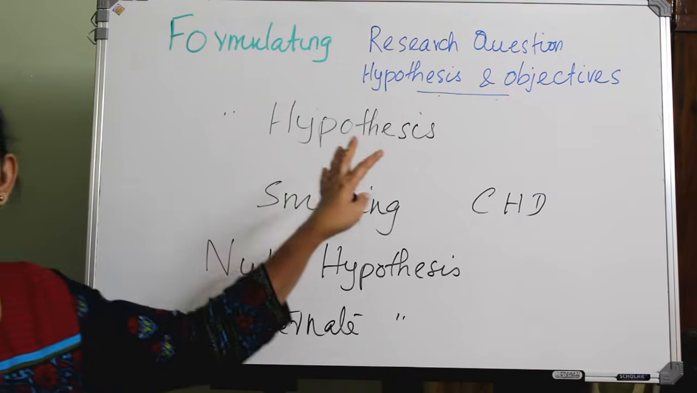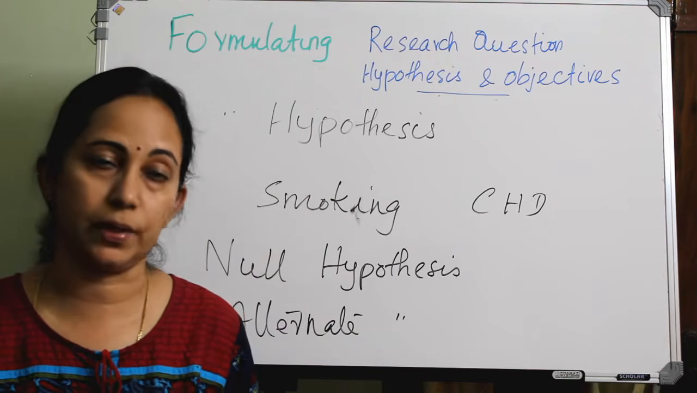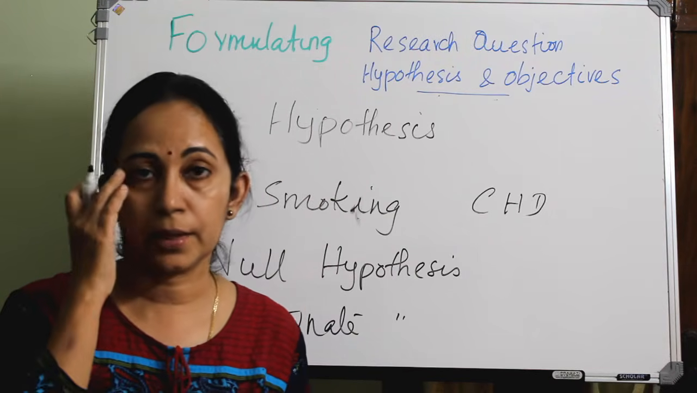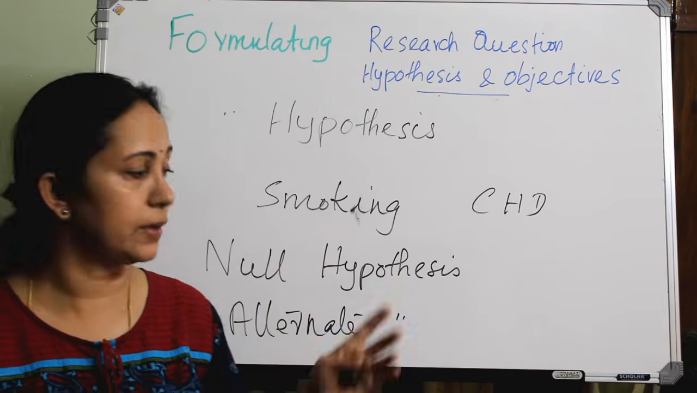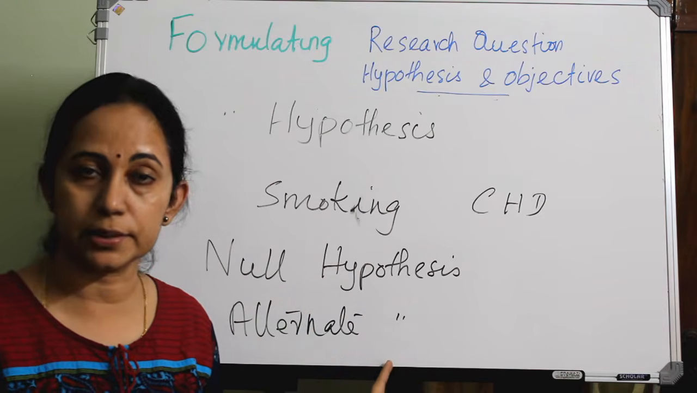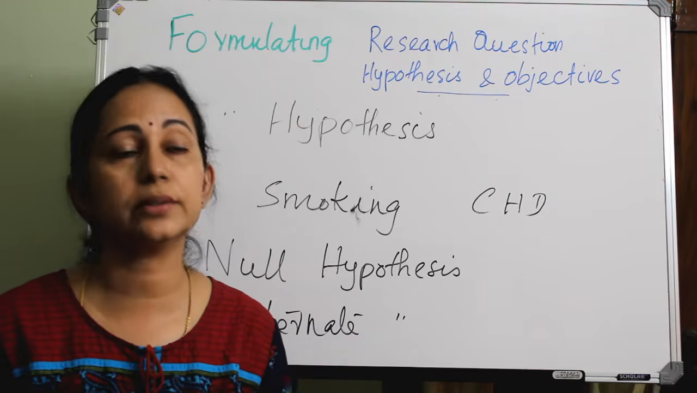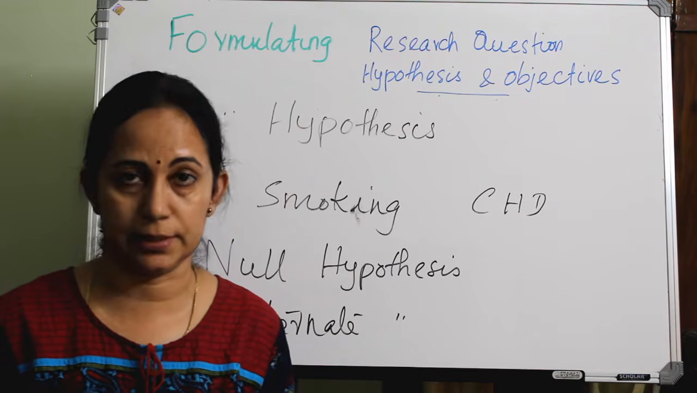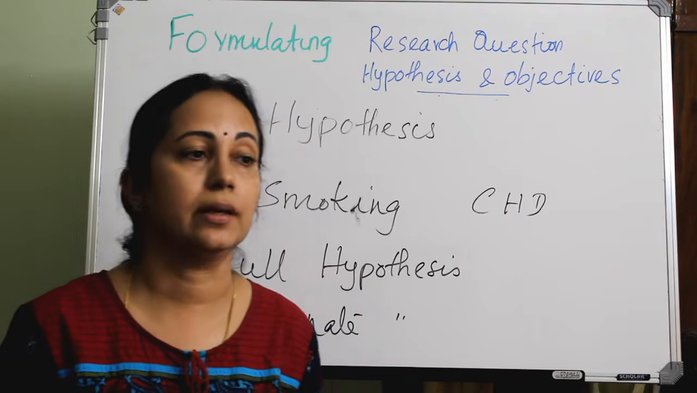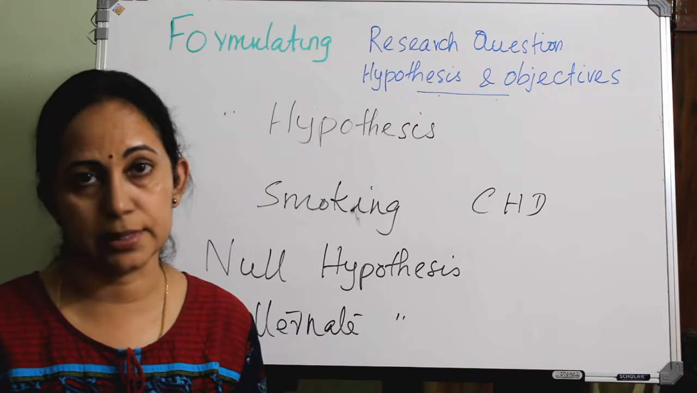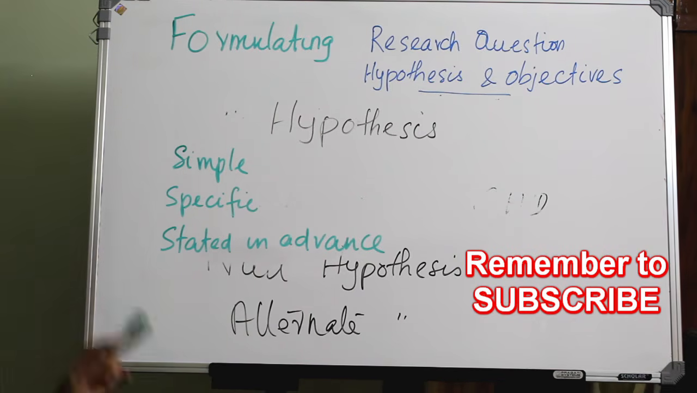Okay, so hypothesis is actually an assumption on the association between one or more variables, and it is actually the researcher's assumption or the best guess, whether it can be a null hypothesis or alternate hypothesis, and this hypothesis is not there for observational studies. We make hypothesis only in experimental or analytical studies. And a good hypothesis is usually simple, specific and stated in advance.